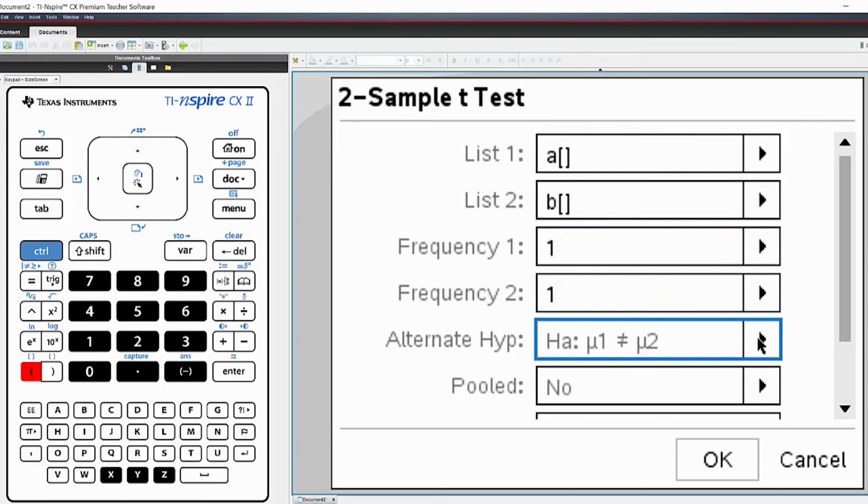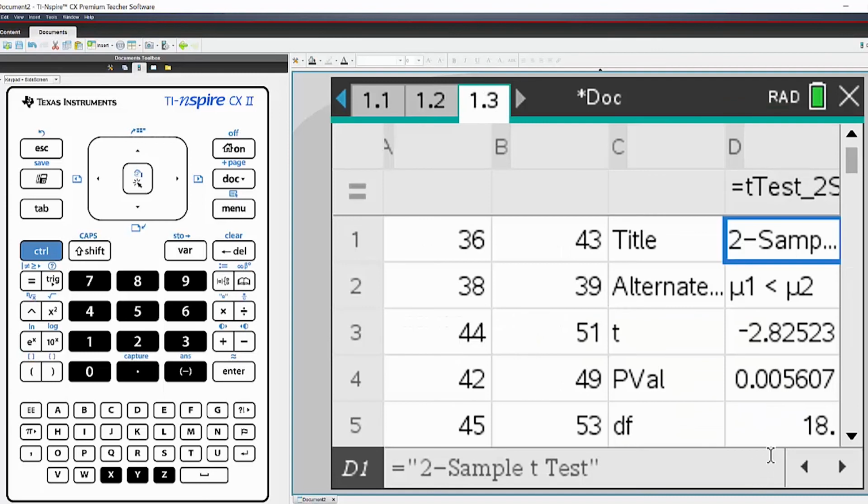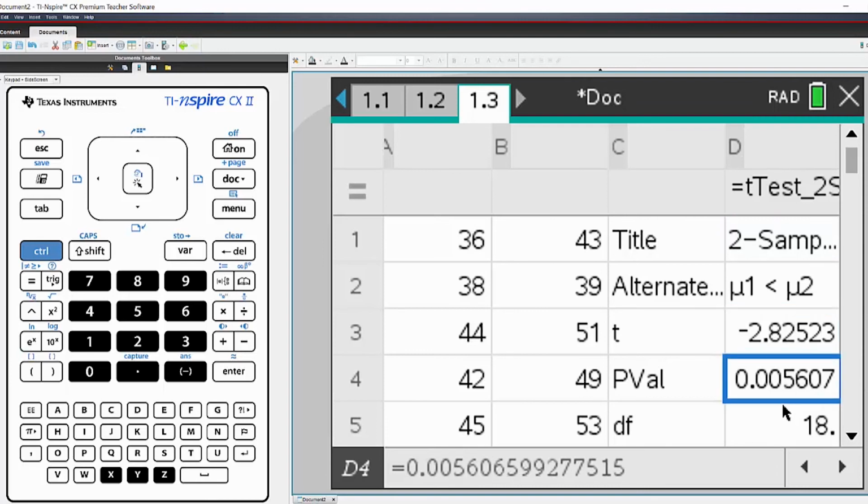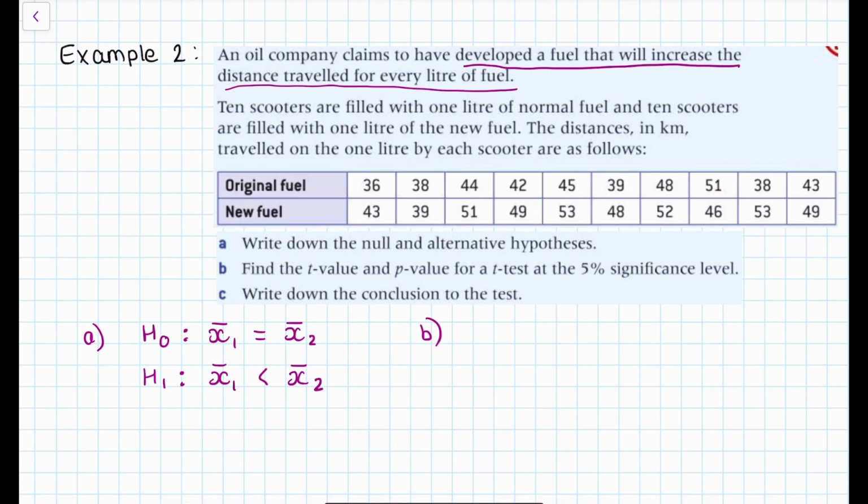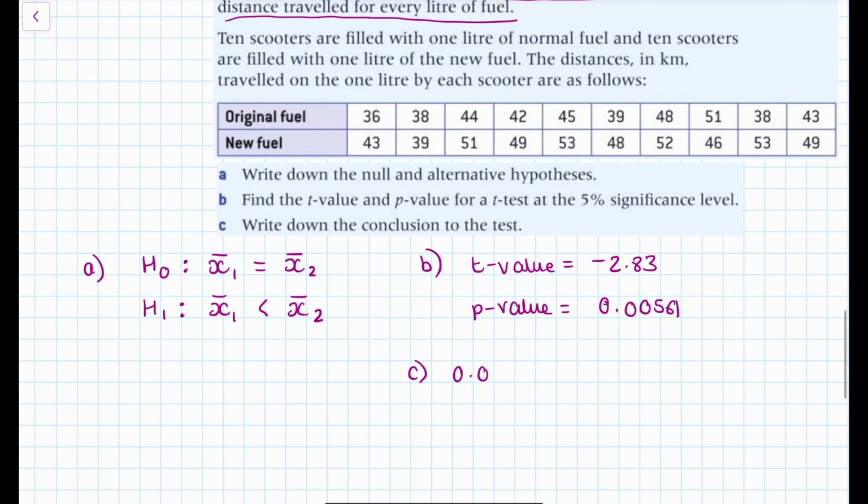This time though, our alternative is that the mean of the first one is less than the mean of the second one. Pooled yes, and then OK. And you'll see here from this one, our t-value is negative 2.83 and our p-value is 0.00561. And now we can do our comparison. And then we have found that the t-value was equal to negative 2.83 and our p-value is equal to 0.00561.